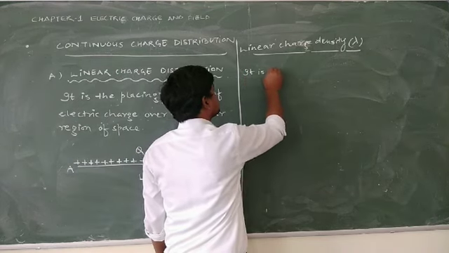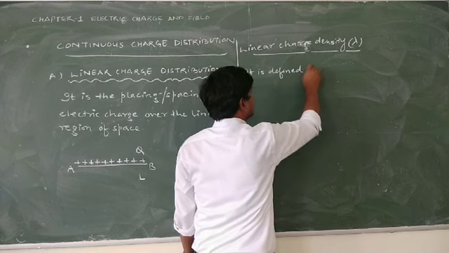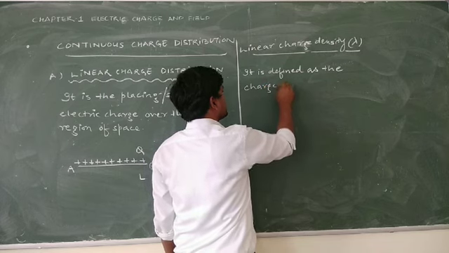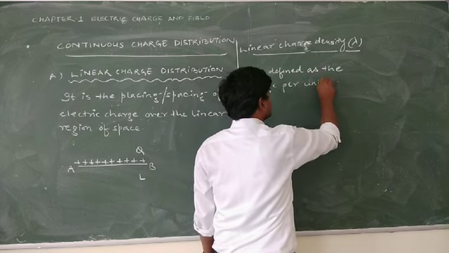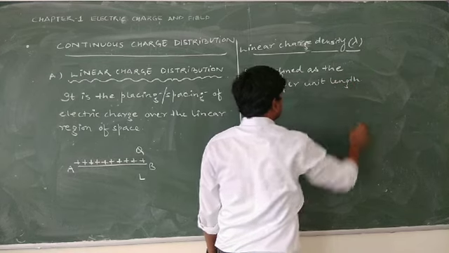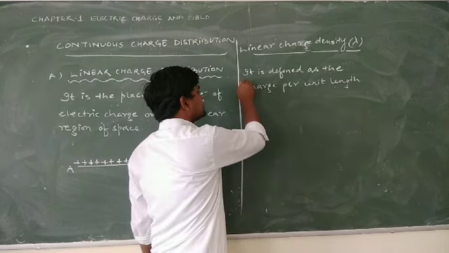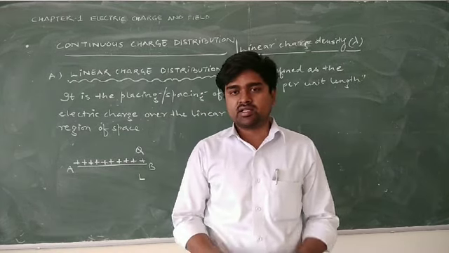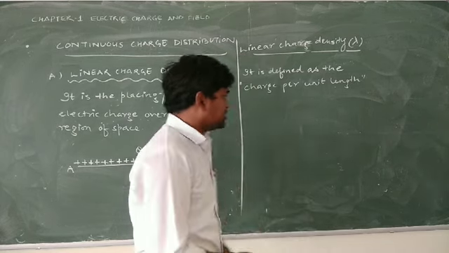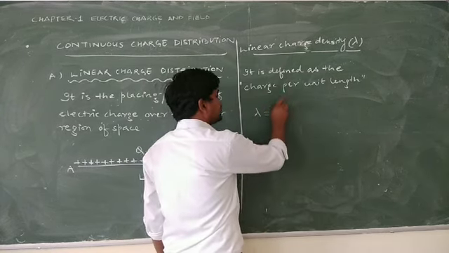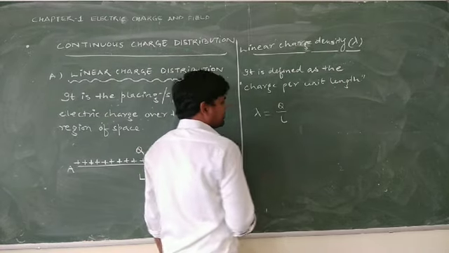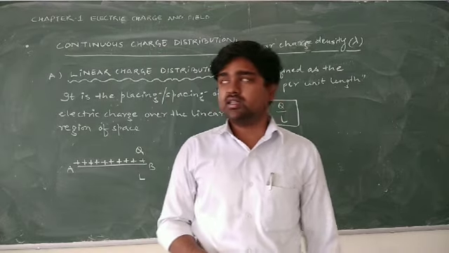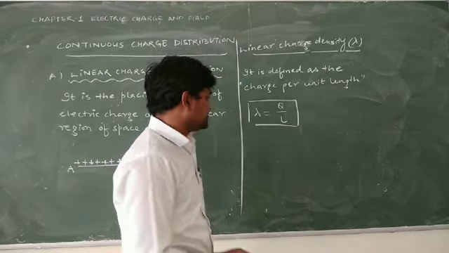It is defined as the charge per unit length. Means if you have to find the charge per unit length, that gives the linear charge density. So we have to divide the total charge by the total length. This ratio of charge and length will give the linear charge density.